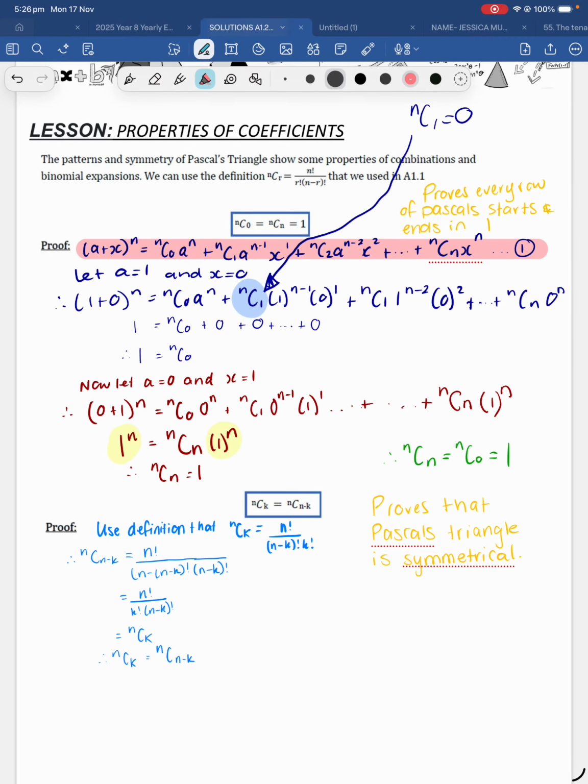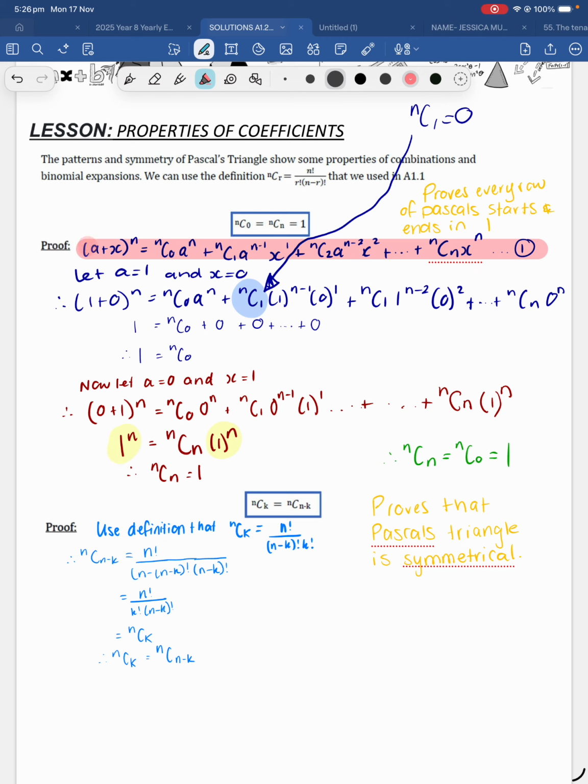All right, we're looking today at properties of coefficients and in particular a few proofs that surround Pascal's triangle. The first proof that we're proving here is that n choose 0 is equal to n choose n, which is equal to 1. That's the proof that proves that all of the rows in Pascal's triangle start and end with the number 1. So how do we do it?